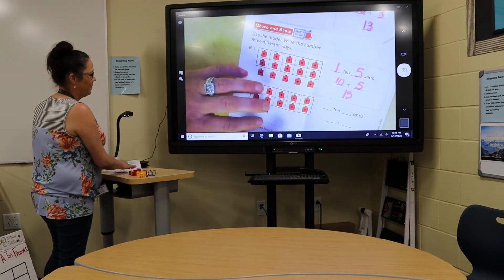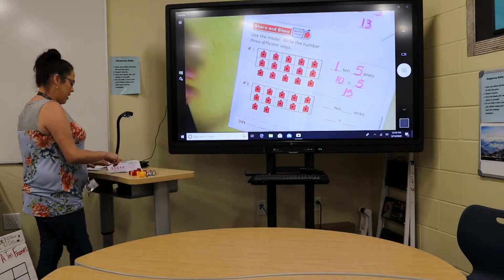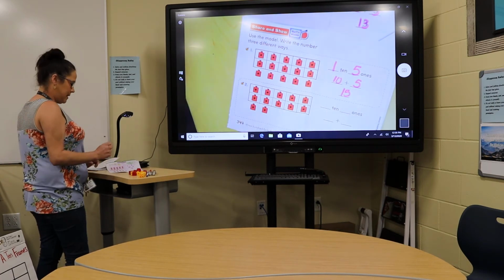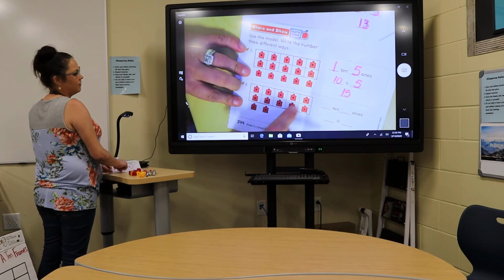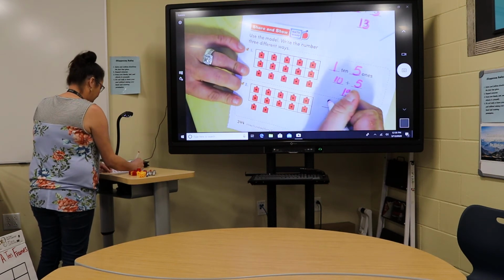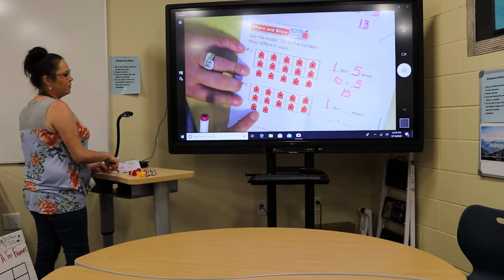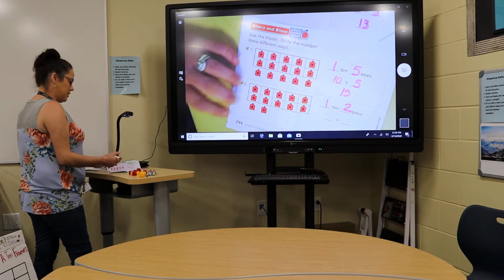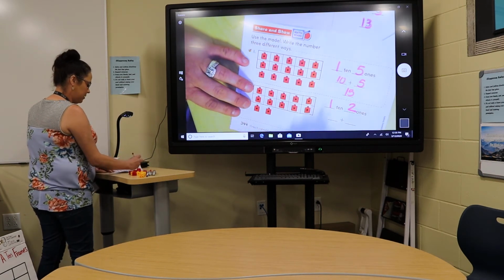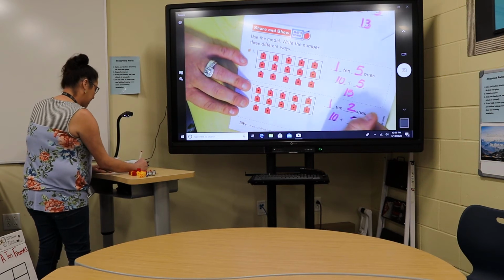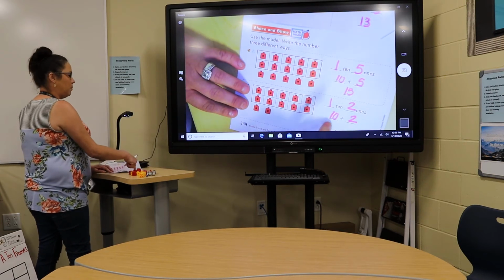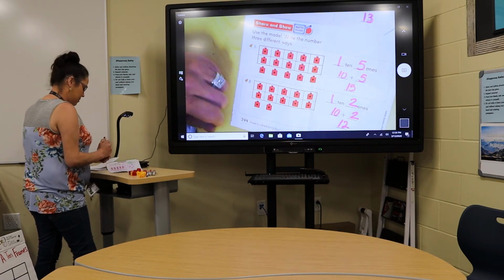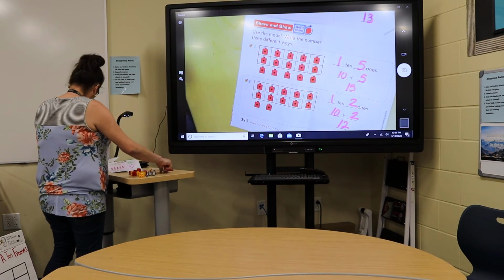Very good. All right, now look at this one. We automatically know here's our 10 frames, so that equals what? 10. So how many 1s do we have? 2. So 1 ten and 2 ones. 1 ten equals 10, just 10. And 2 ones. 10 plus 2 equals 12. Very good. Got a bunch of smarties in here today.